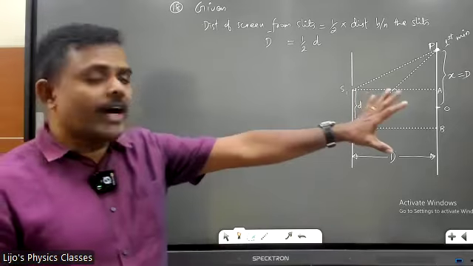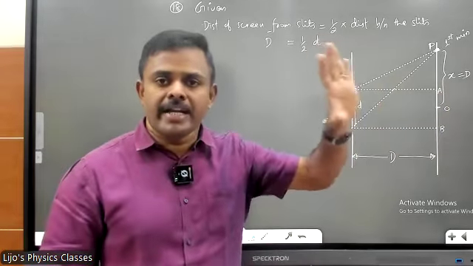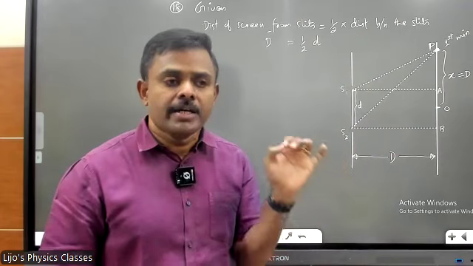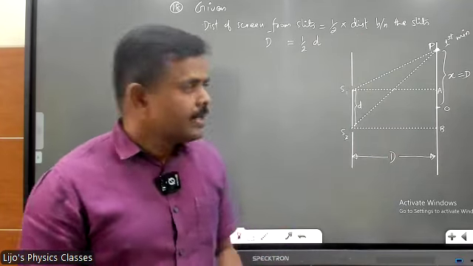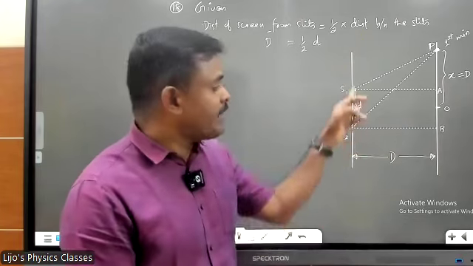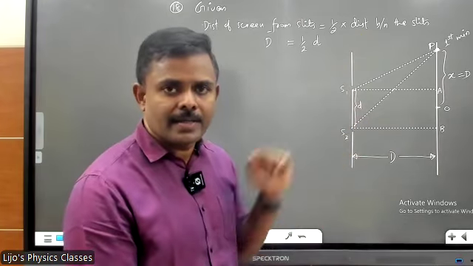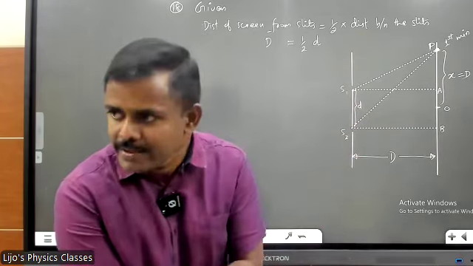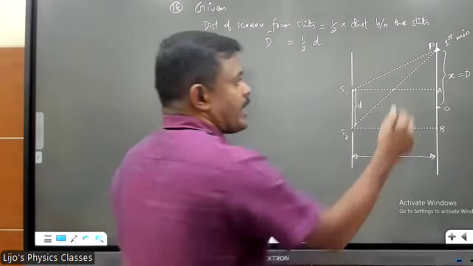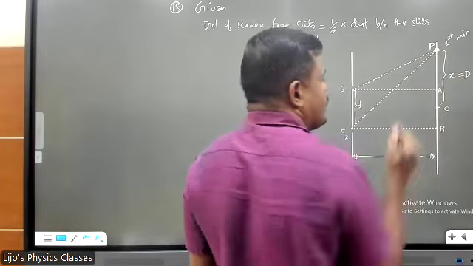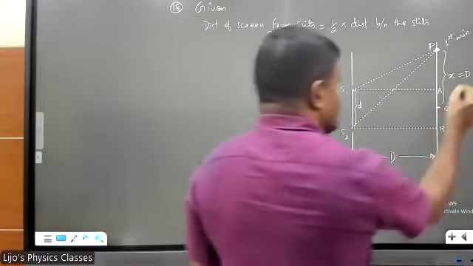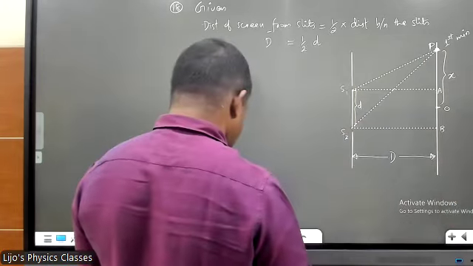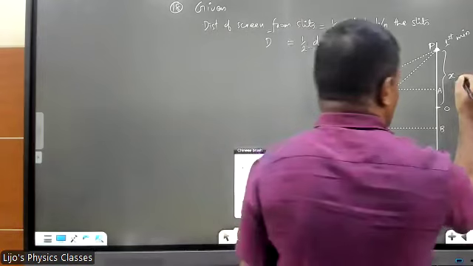So I have a YDSC setup. YDSC means what? Young's double slit experiment. The two slits here have a separation of small letter d. Correct? Then you take some random point over here, which is called P. That point is located at a distance of small x.